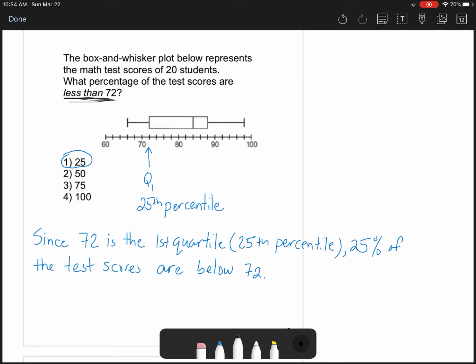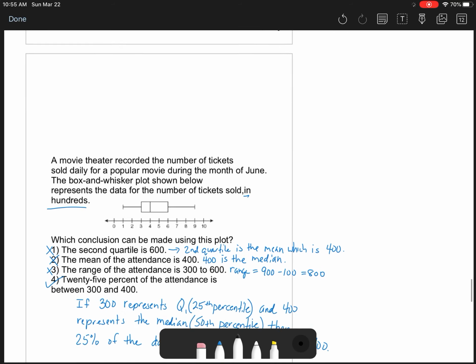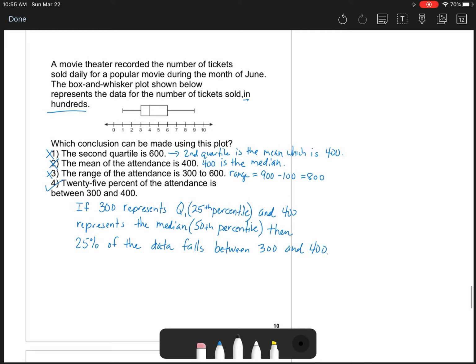And then just to spin that on the other side, if they were asking us what percentage of test scores were above 72, that would have been 75%. So 75% of the test scores are above 72. And that's just simply 100 minus 25.